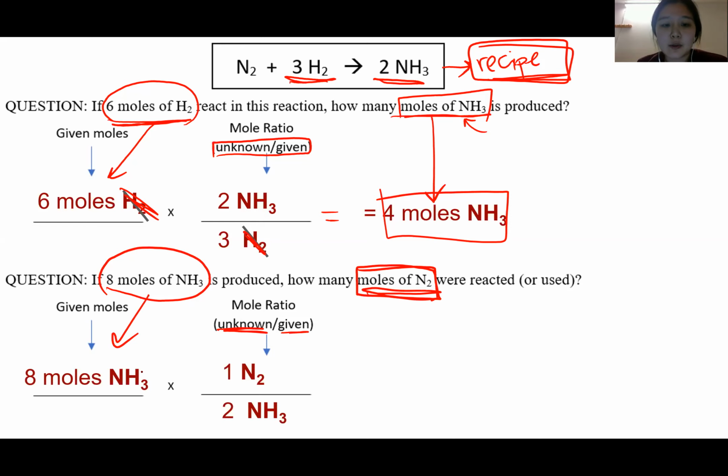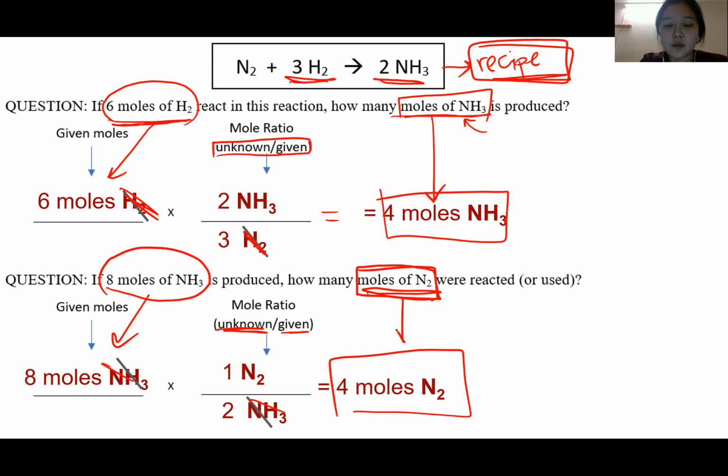So 8 times 1 divided by 2 is 4 moles of N2. All right, so we got our answers right here. So for these type of questions, all you're doing is you're multiplying the given by the mole ratio of the unknown over the given.